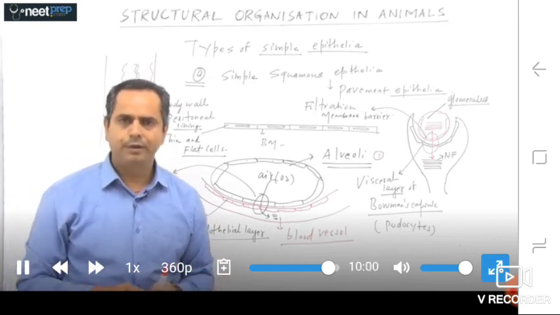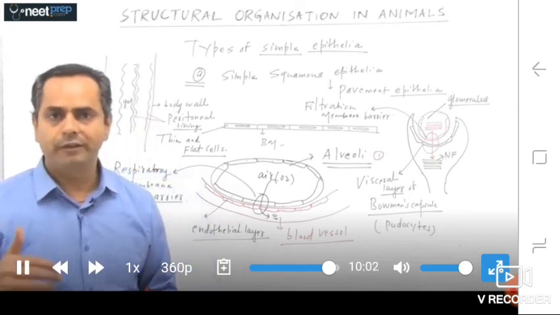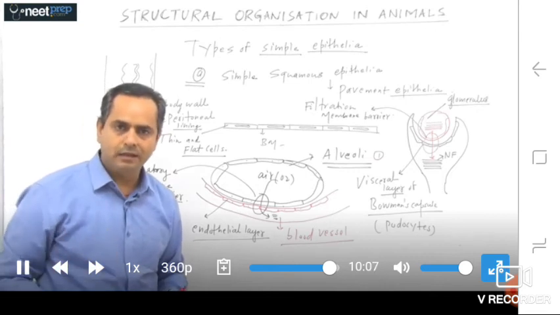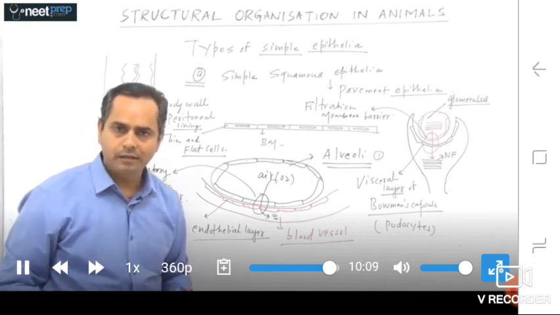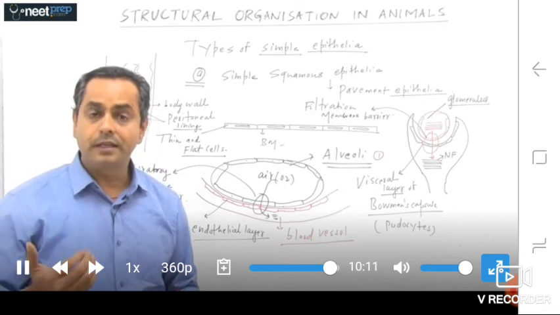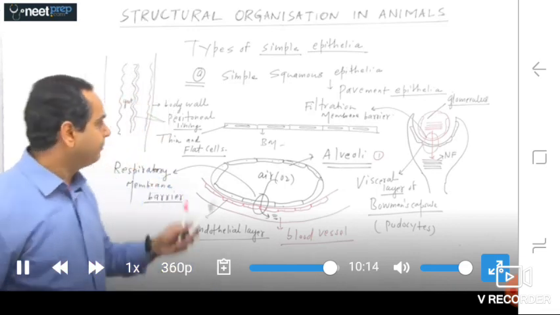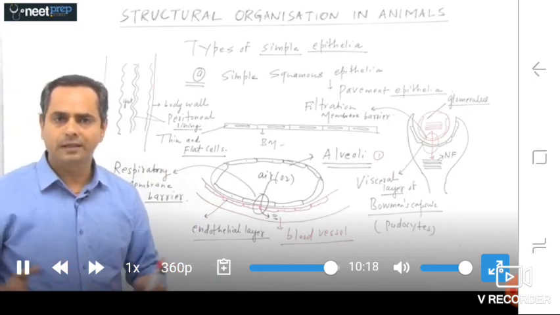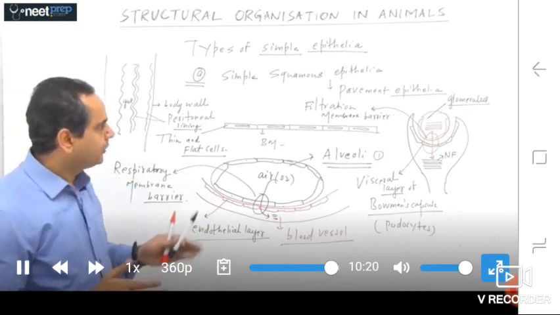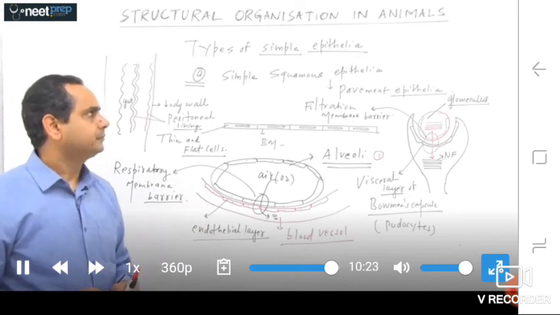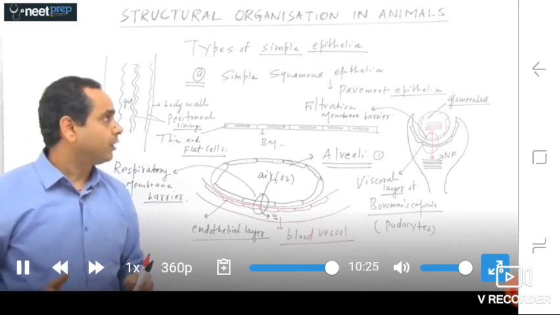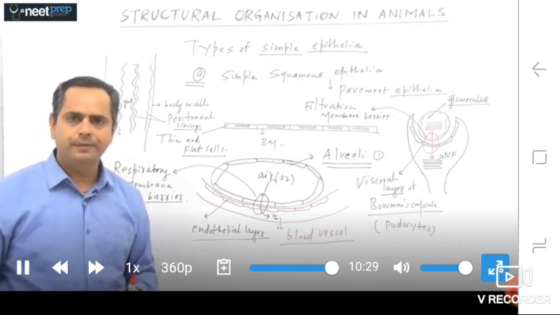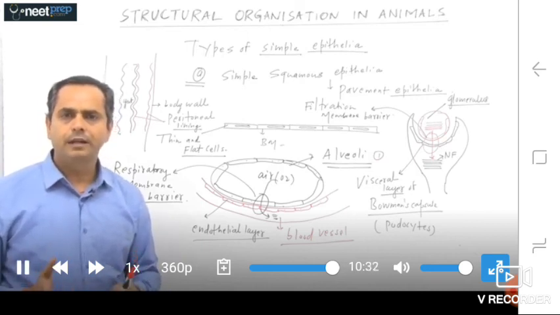So these are all examples of distribution where we can find simple squamous epithelia: the alveoli, the blood vessel, the inner lining of Bowman's capsule, and the peritoneal lining, also called coelomic peritoneal lining. So that's all about the first type of simple epithelia, called simple squamous epithelia. Now see the second type, and that is called simple cuboidal epithelia.